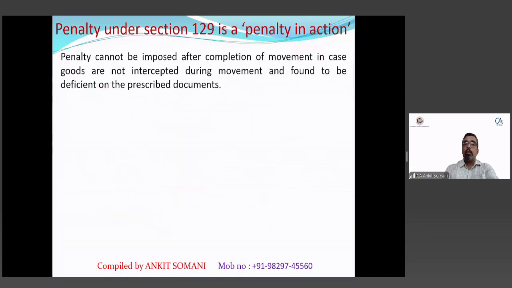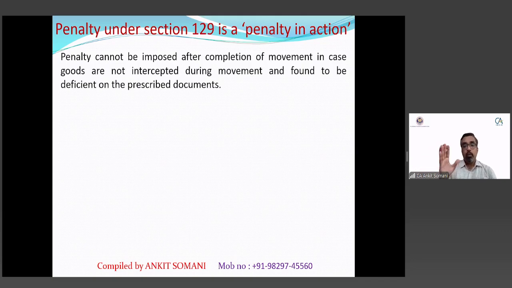Some important points. Penalty under section 129 is a penalty in action. Penalty cannot be imposed after completion of movement in case goods are not intercepted during movement and found to be deficient on the prescribed documents. Correct. So this was what I was referring to: whenever you are considering section 129, it clearly mentions the phrase in transit. So penalty under section 129 can be levied if and only if the conveyance is in transit.